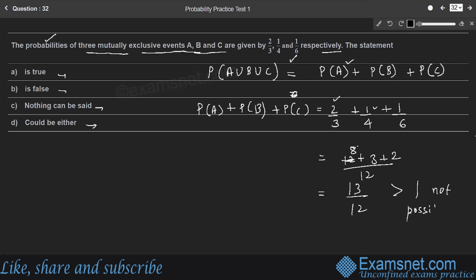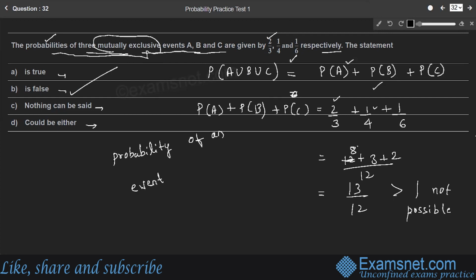For the given values of probabilities, we cannot say the three events are mutually exclusive, because the sum of their probabilities is greater than 1, which is not possible. Therefore, the given statement is false. Option B is the right answer. The reason is that the probability of an event cannot be greater than 1, whether it is a mutually exclusive event or an exhaustive event. Whichever kind of event it may be, probability cannot be greater than 1. Hence, the given statement is false.